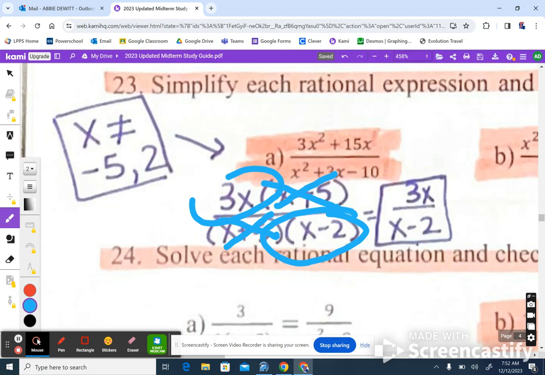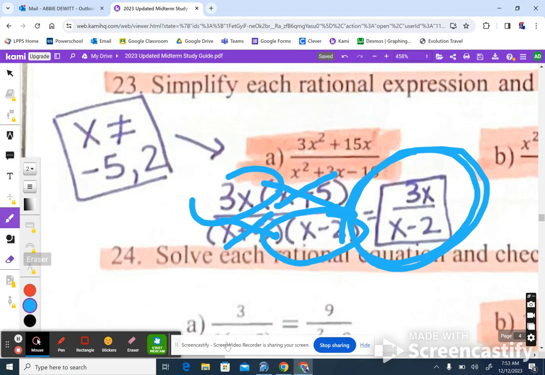Your question on your exam is extremely similar to this, where you have one expression with a GCF, one expression with a quadratic that you factor, and your answer will look similar to this answer. You just are going to have different numbers, okay? So make sure that you understand the process of this answer.